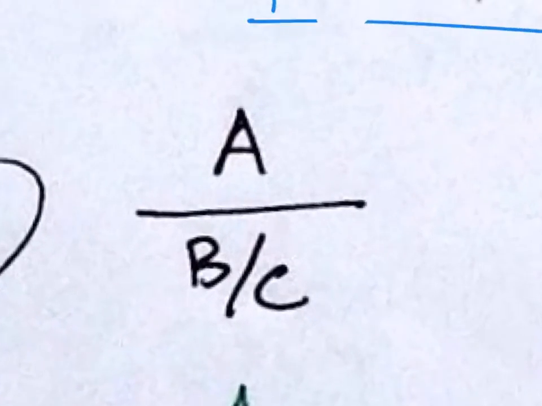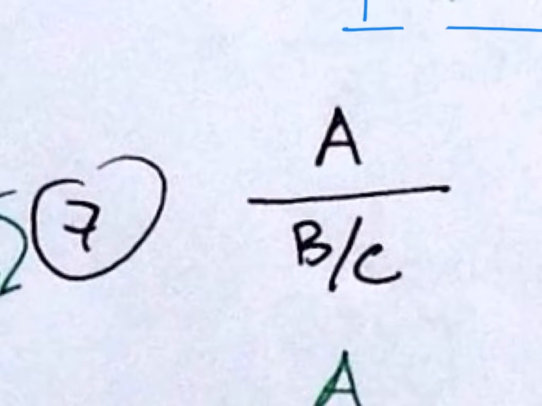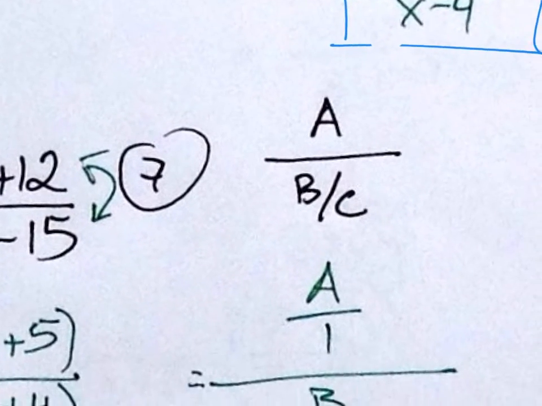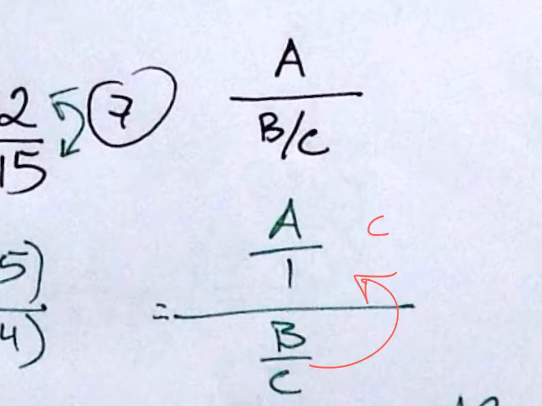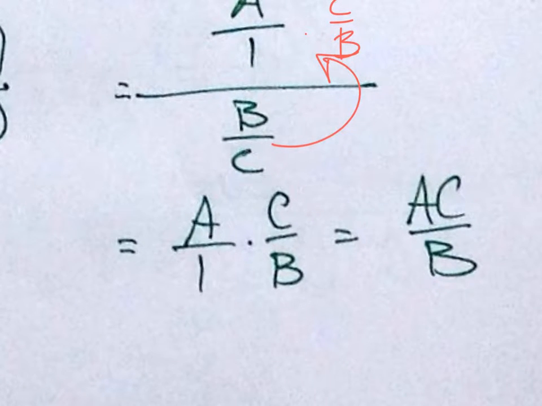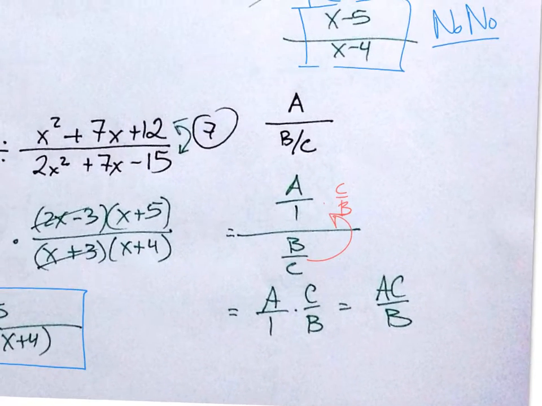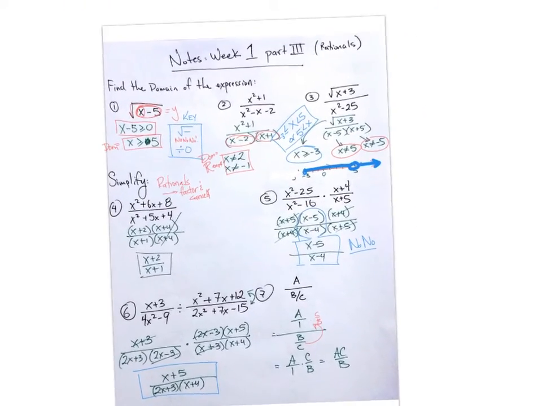Number 7, deceptively simple. This is a fraction within a fraction, or complex fraction. I don't like calling them complex fractions because it implies they're difficult. A is the same thing as a over 1. This is frequently helpful. Then b over c. So dividing by a fraction is the same as multiplying by the reciprocal. We will do a lot of that in this class. And so we end up with ac over b. Let's take a look at page 2, see what happens.